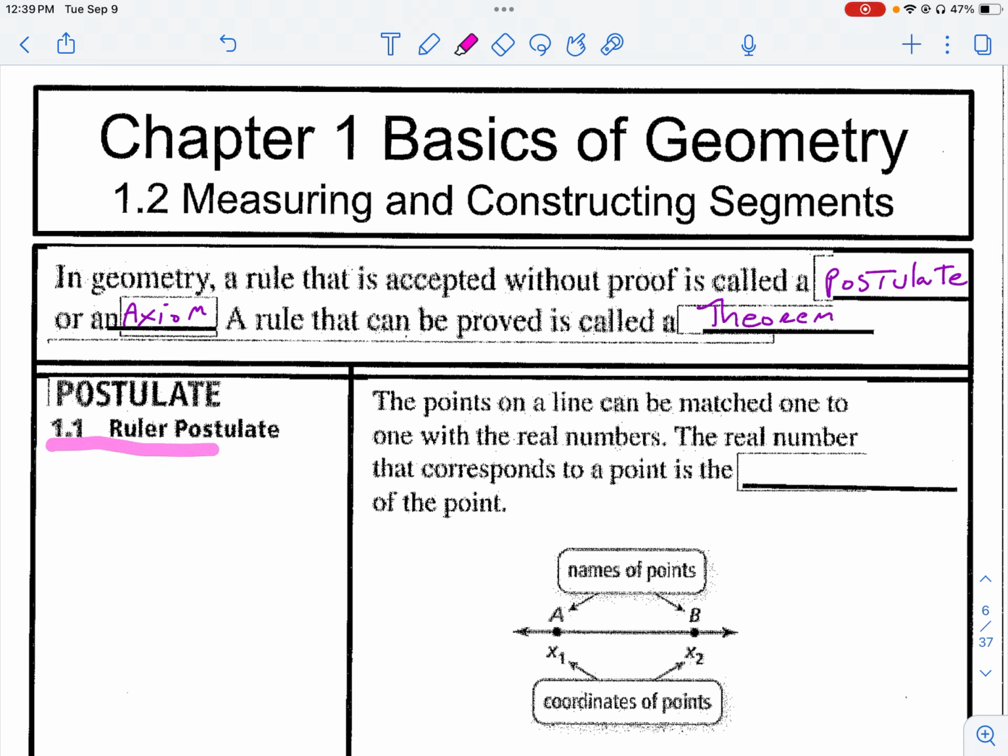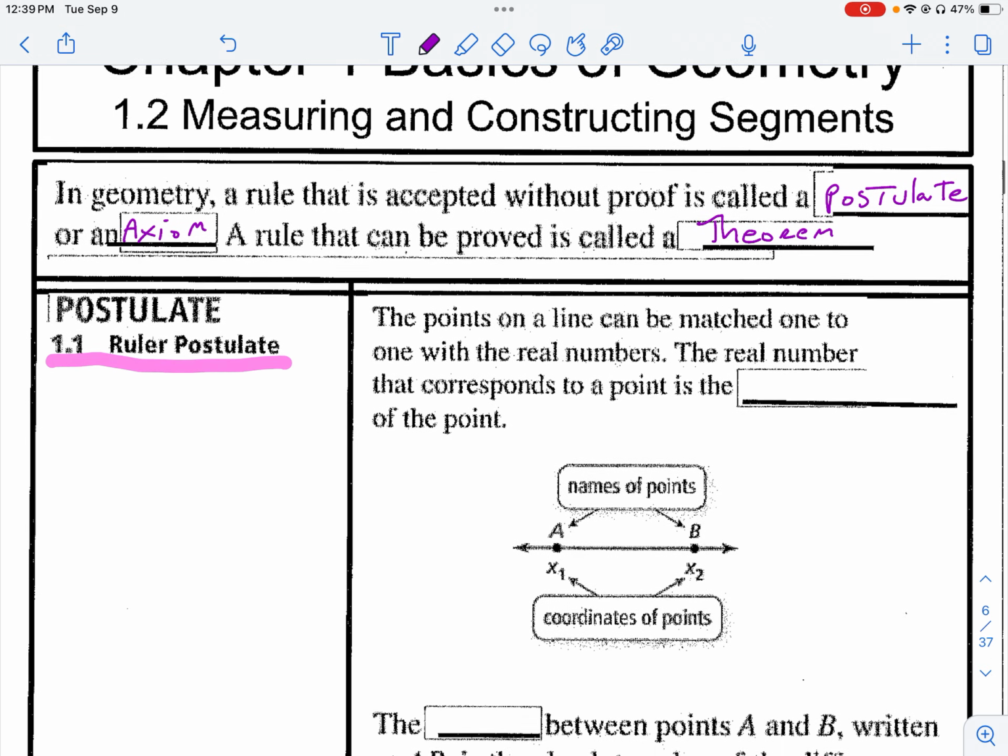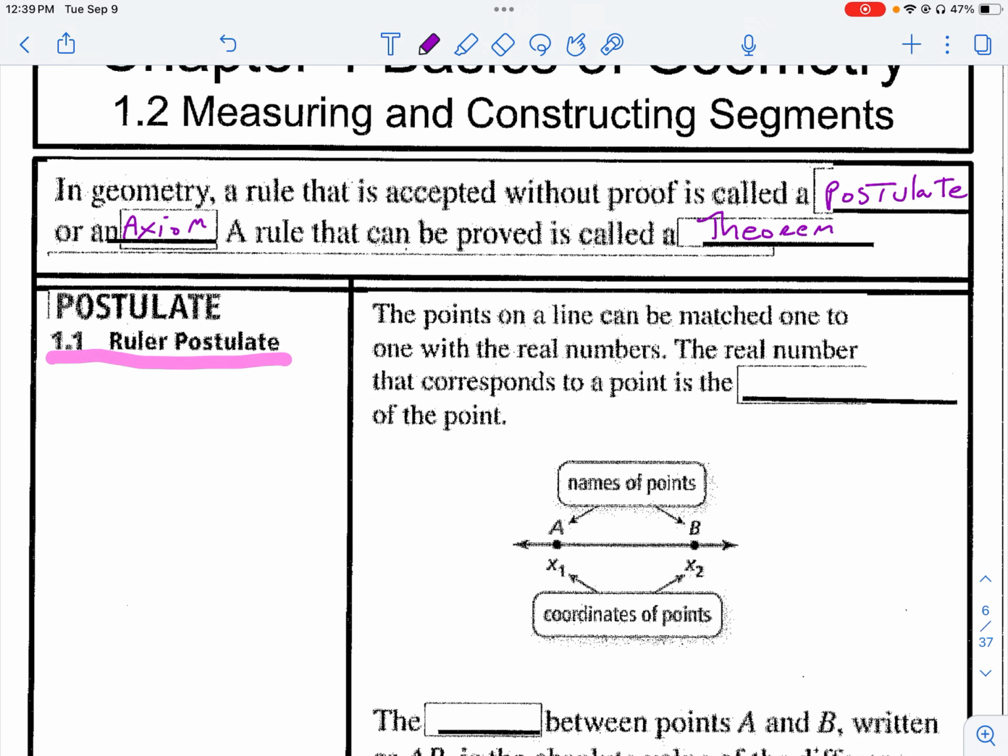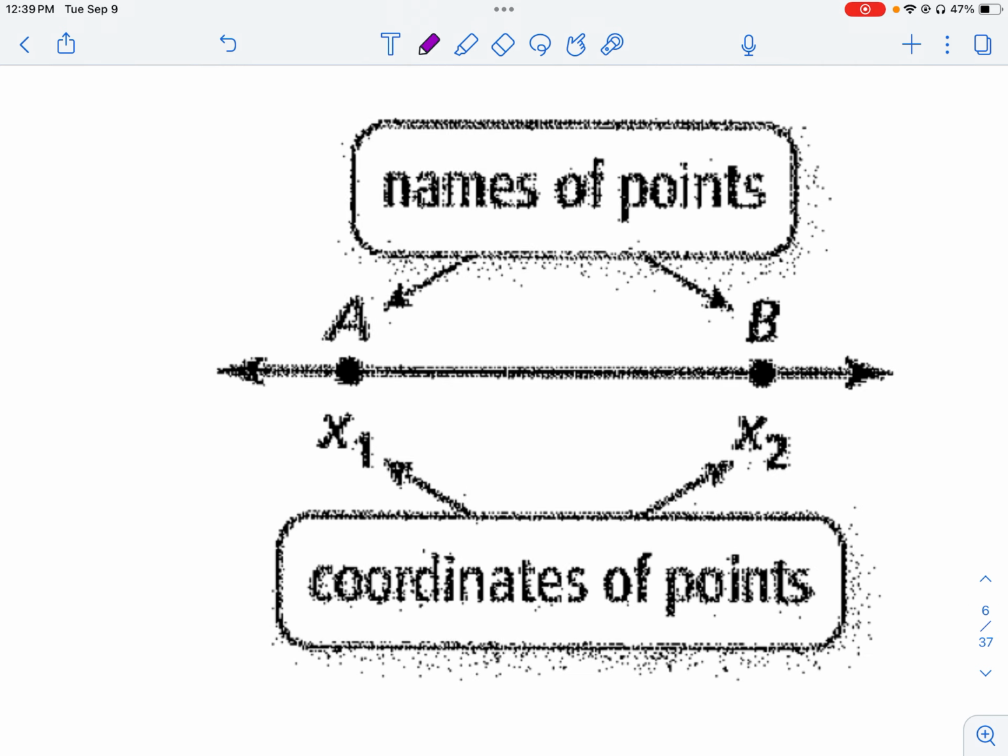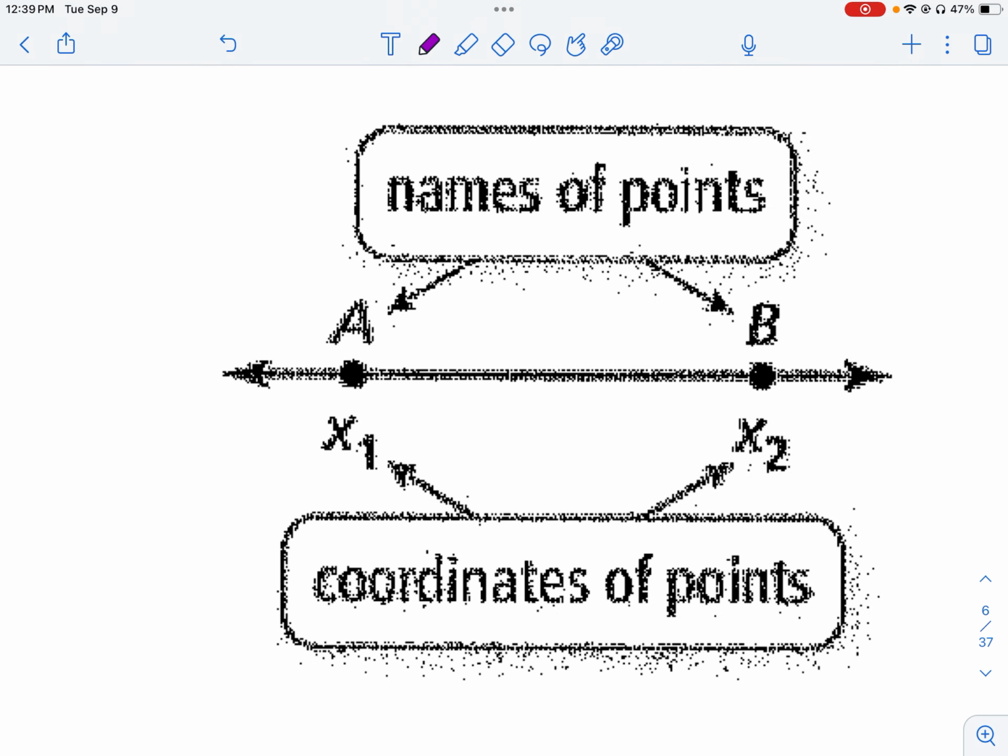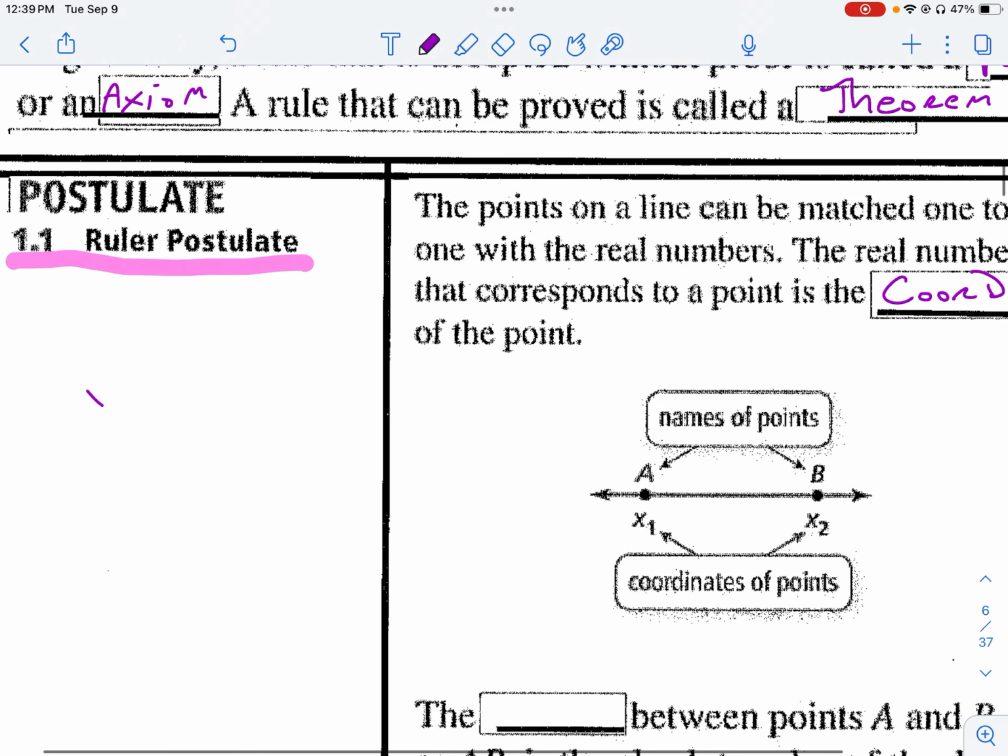And the first one we're going to talk about is the ruler postulate, which tells us that the points on a line can be matched one-to-one with real numbers. The real number that corresponds to the point is the coordinate of the point. And as we know from when we were younger, learning about putting things on the coordinate plane, all points have an x and a y. And we write that as x, y.